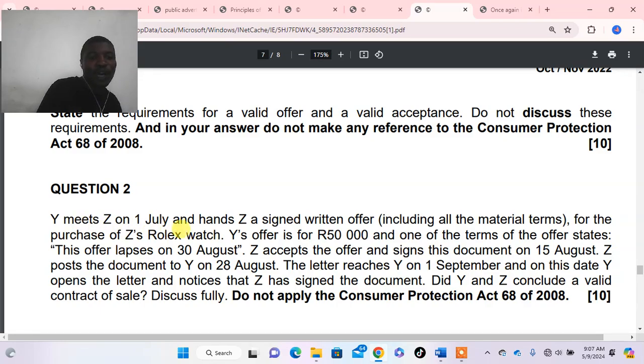Y meets Z on 1 July, and Y hands Z a signed written offer for the purchase of Z's Rolex watch. The offer is for 50,000, and one of the terms of the offer states that the offer lapses on 30 August. Z accepted the offer and signed the document on 15 August. Z posted the document to Y on 28 August. The letter reaches Y on 1 September, and on this date Y opens the letter and notices that Z has signed the document.